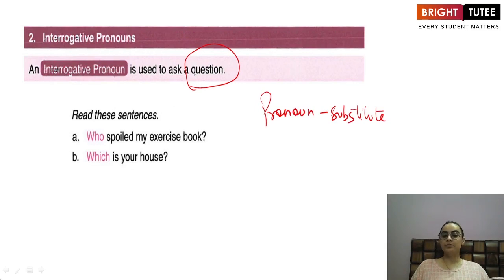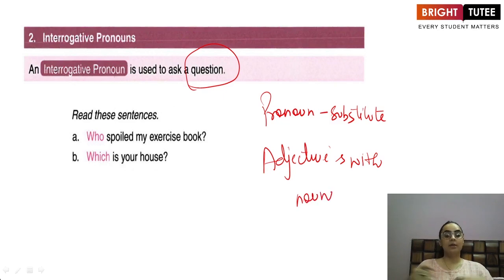A pronoun is used as a substitute of a noun, while an adjective is used with a noun as it modifies the noun, it adds quality to the noun. Therefore, in a sentence, if the word is accompanied by a noun, it is an adjective. And if it is not accompanied by a noun, then it is a pronoun. Look at the examples given in your book. Who spoiled my exercise book?